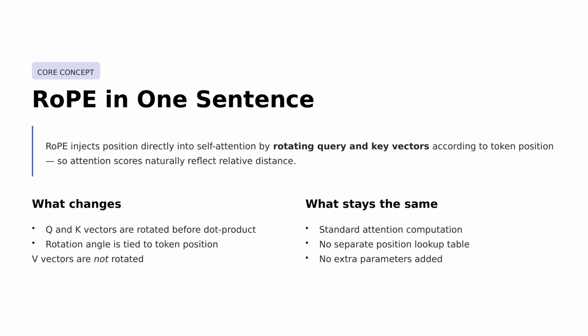Here's the core idea of RoPE in one sentence. It builds position directly into self-attention by rotating the query and key vectors based on each token's position. That means the attention scores naturally capture relative distance between tokens. What changes is that Q and K are rotated before the dot product, while V stays the same. Everything else is familiar: standard attention, no position lookup table, and no extra learned parameters.